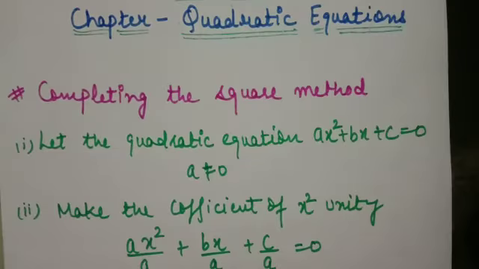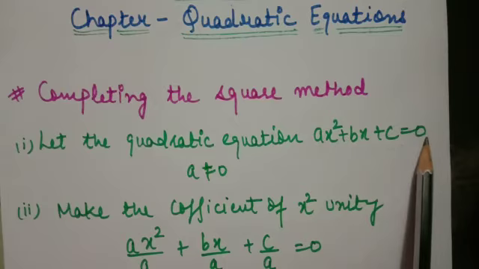So students, in this lecture we may use the following algorithm to obtain the roots of a quadratic equation by using the method of completing squares. So first step is let the quadratic equation. First of all, we will let a quadratic equation, the general form of the equation, which is ax square plus bx plus c is equal to 0.